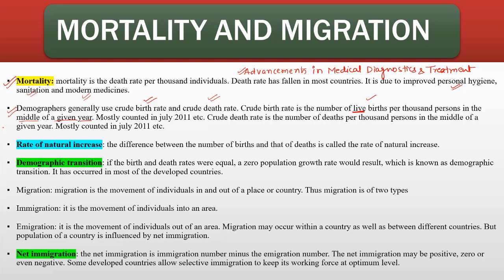Mostly counted in July 2011. In 2011 we actually had our census. That census basically helps us to know about different states, the population size, the age-sex ratio, the area of that state, everything. So mostly counted in July 2011. Crude death rate is the number of deaths per 1,000 persons in the middle of a given year. So crude birth rate is the number of live births per 1,000 persons in the middle of a year, and crude death rate is the number of deaths per 1,000 persons in the middle of a year.